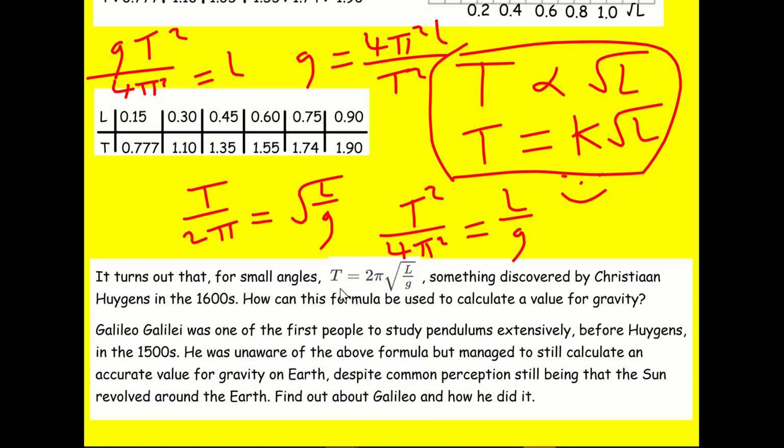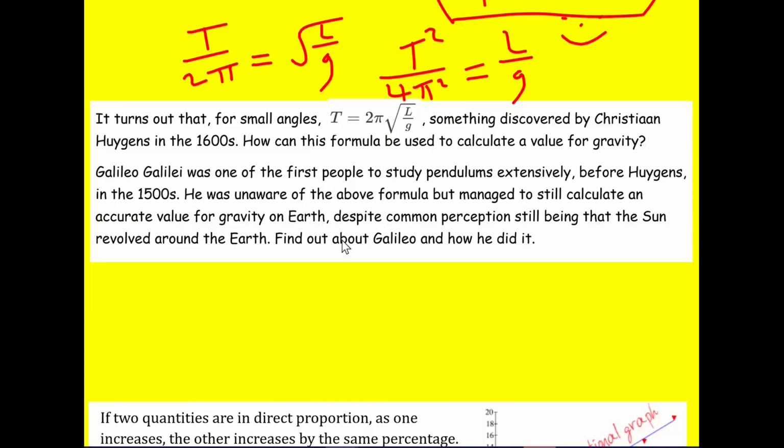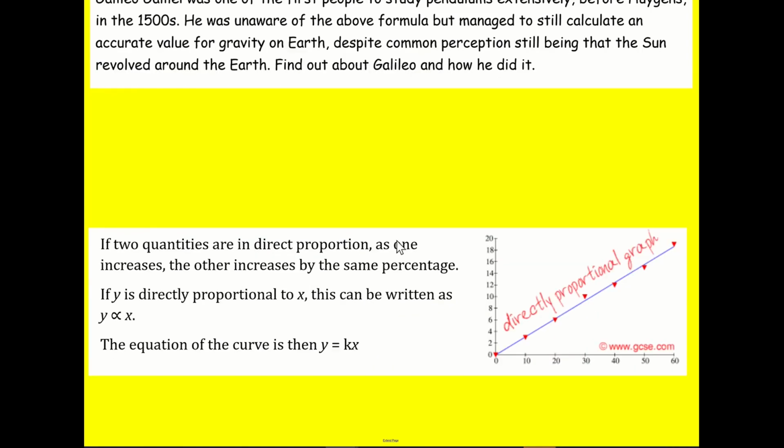Galileo did it a different way, as I said. Just to summarize the lesson then, directly proportional graphs are when, as one increases, the other increases by the same percentage. As one doubles, the other doubles. As one goes up by 15%, the other one goes up by 15%. This is a more general way of saying it. We write it as y with a little fish sort of thing, x. That means y is directly proportional to x, and that means that y is equal to kx. That's the main thing you need to know.